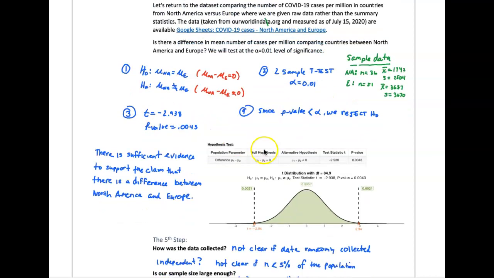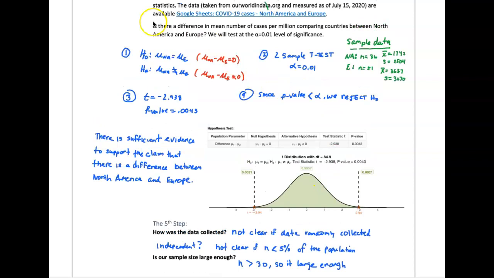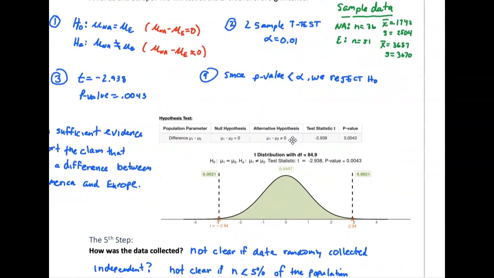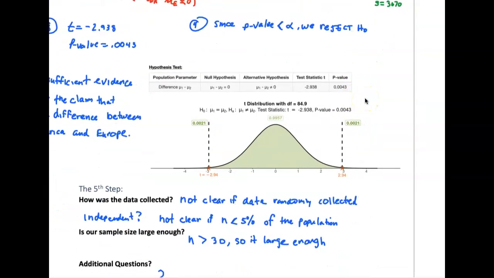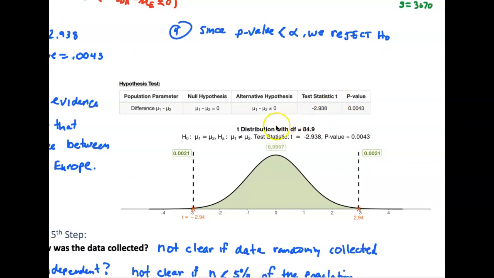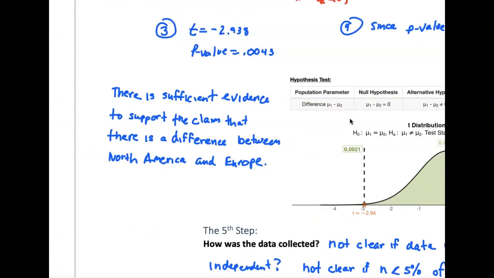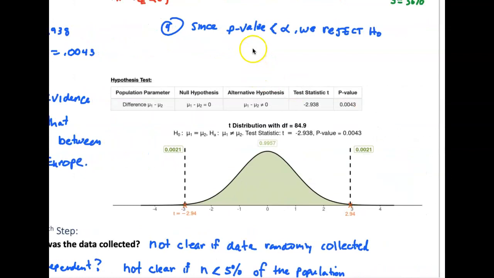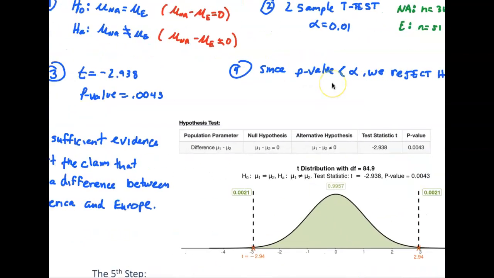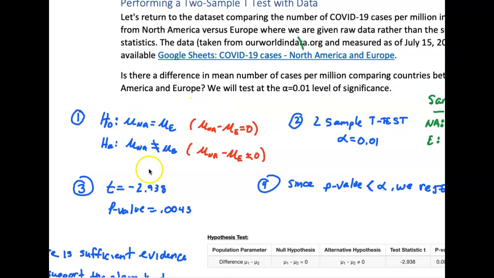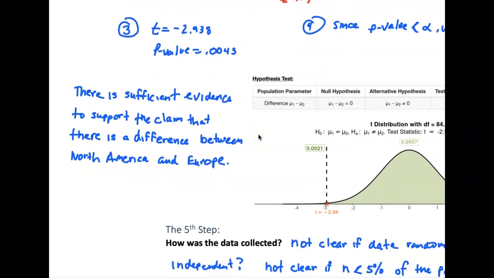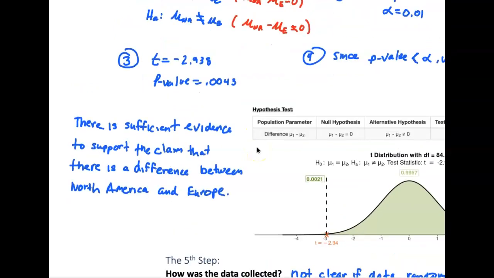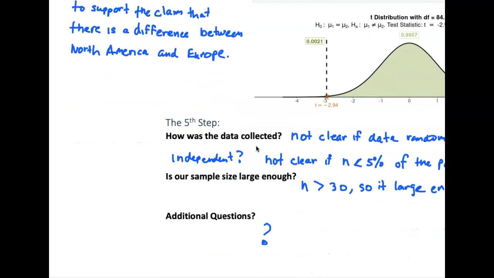Test statistic, you may need to zoom in, or maybe I should zoom in. So we can see, we already did an example using ArtiStat. You would enter the summary statistics in there. You would get this type of data. Notice you get a test statistic, a p-value, again a low p-value, which then says since the p-value is less than alpha, we reject the null hypothesis. We're saying this is not true, and we're going to assume this is true. We have sufficient evidence to support the claim that there is a difference between North America and Europe.